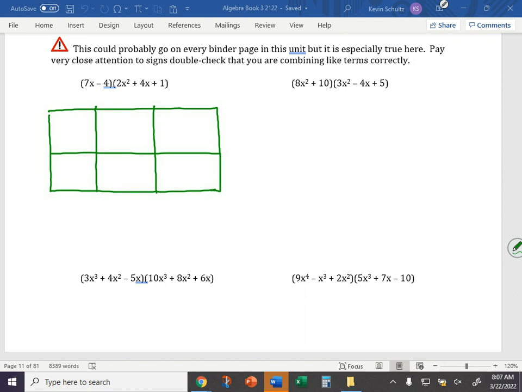Across the top here, where we have our 3 squares, we're going to be writing our 3 terms: 2x squared, 4x, and 1. Okay? And then down the side, we'll go our 7x and our negative 4. We use a 2 by 3 box because we have a 2 by 3 expression here. And then what goes inside each of the boxes is the product of the 2 terms that intersect there. So this upper left one will be the product of 2x squared and 7x, which is 14x cubed.